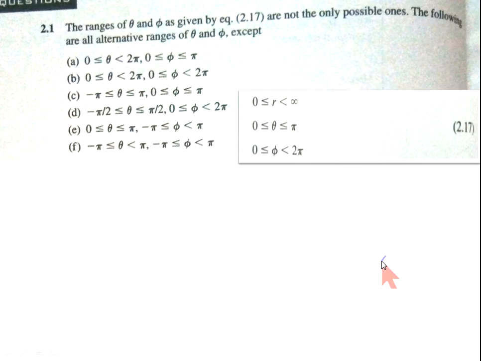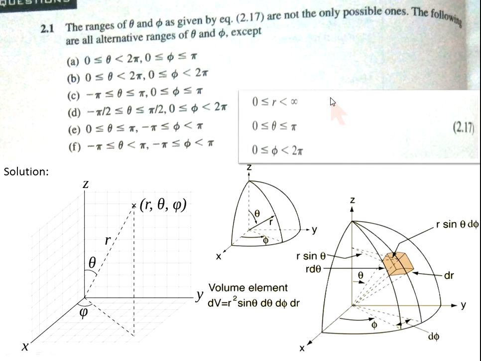Okay, now come to question number 2.1. The range of theta and phi given in equation 2.17 is not the only possible one. The following are the alternative ranges of theta and phi. Now the solution. For the solution, we see that theta varies from 0 to pi and phi varies from 0 to 2 pi.